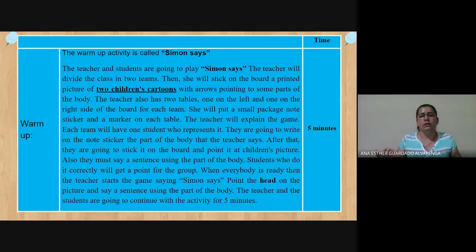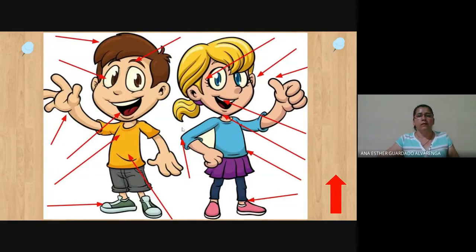And also the teacher is going to put on each table a small package of sticky notes and a marker. Then she's going to ask the students to select one student who is going to represent each team. Then they are going to write on the sticky note the part of the body that the teacher says. After that, they are going to stick it on the board and point at the children's picture. And here I have the picture that I'm going to stick on the board.